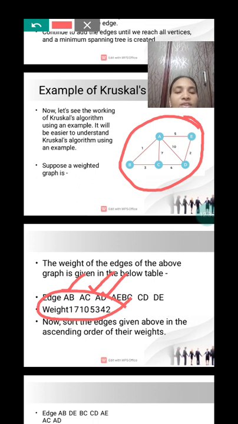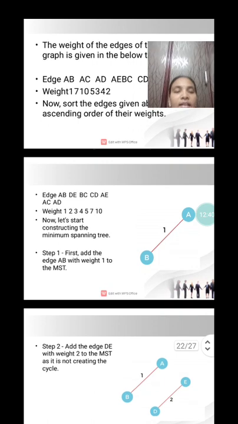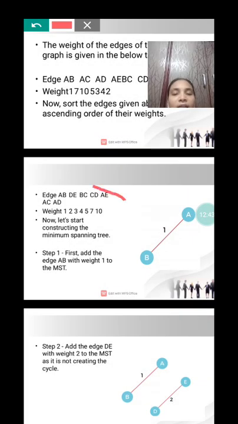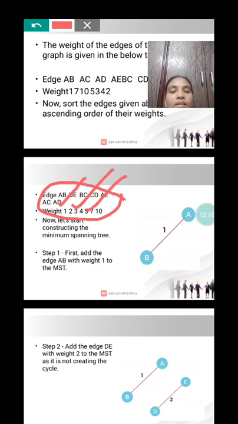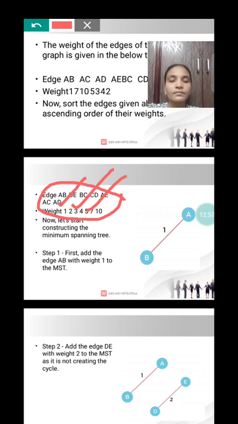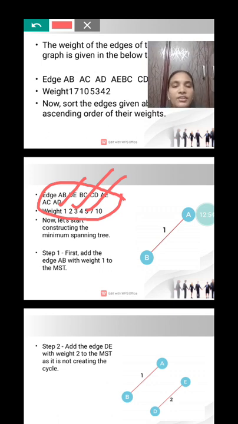Now sort the edges given above in the ascending order, and I have done it here. We have an ascending order. So the first connection is 1, 2, 3. So these are arranged in ascending order. Now let's start constructing the minimum spanning tree.